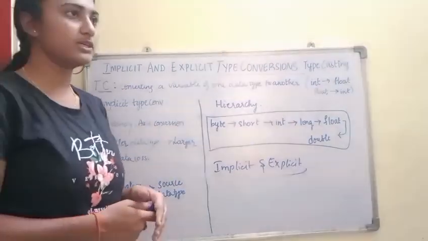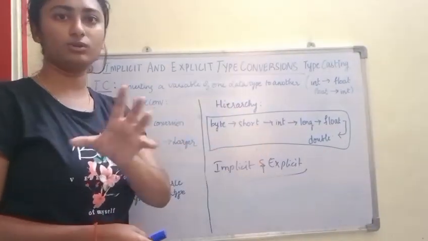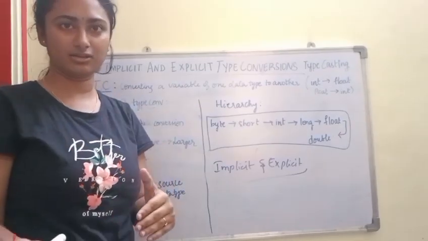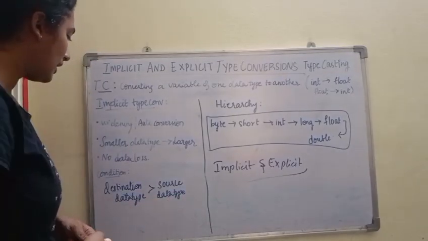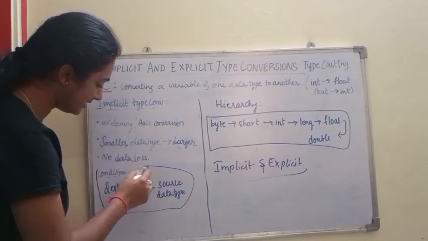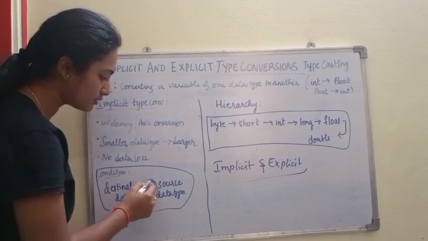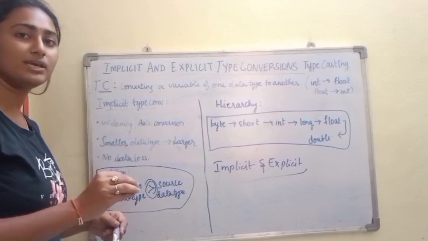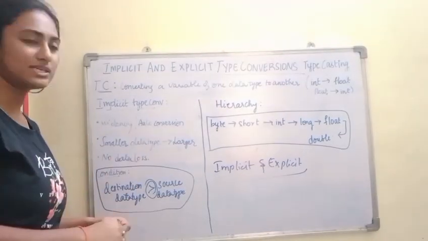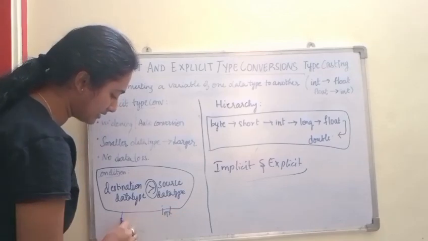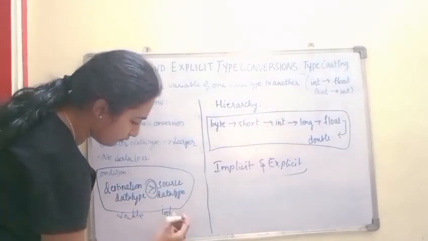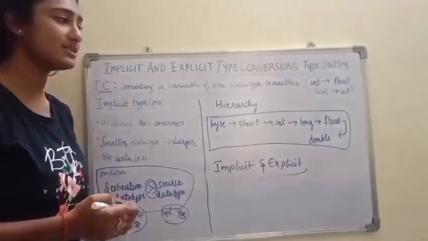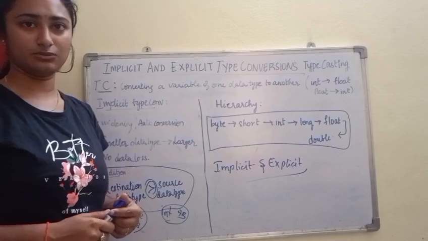And there is no data loss because you take a smaller one and convert it to a larger one. Basically the data is increasing and we're not losing anything here. The important condition is that the destination data type should be greater than the source data type. The size of the destination data type has to be larger than the source data type. For example, you take int and double. Int is 4 bytes but double is 8 bytes. So this can be converted automatically, and this goes with implicit type conversion.